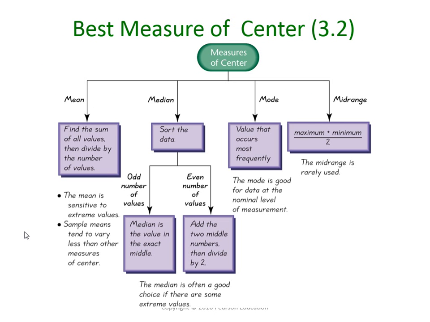So your different types of measures of center. We have the mean. To find the mean, you find the sum of all the values, then divide by the total number of values you have. Couple things. The mean is sensitive to extreme values. Sample means tend to vary less than other measures of center. So finding it from one sample of NCMC students compared to another sample of NCMC students, it's probably not going to have a lot of change from one to the other.